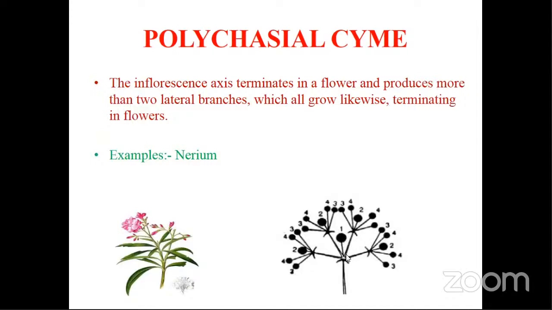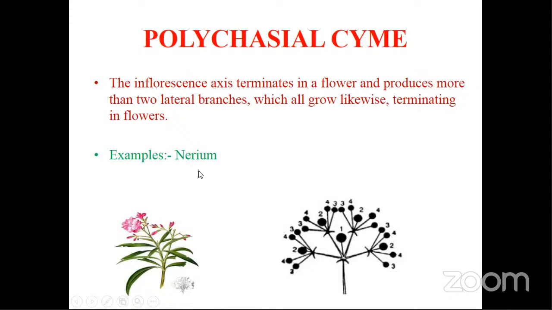And if each time more than two branches are produced, the inflorescence axis terminates in a flower and produces many branches, all terminating in a flower. That is, more than two branches all terminating in a flower. And this type of growth that repeats is called poly, that is more than two. Polychasial cyme. An example for this is Nerium.